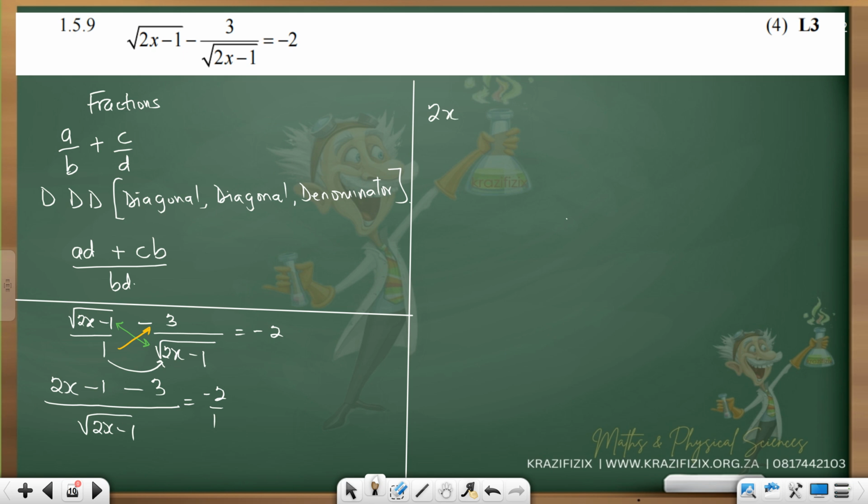Simplifying the top, 2x minus 4 over root of 2x minus 1. Do you notice now that if I then cross multiply, I am back at where we were. We can now square both sides and continue with the job. Did that make sense, everybody? So let's learn the basic different principles of doing maths questions.